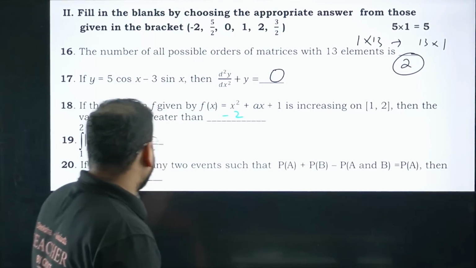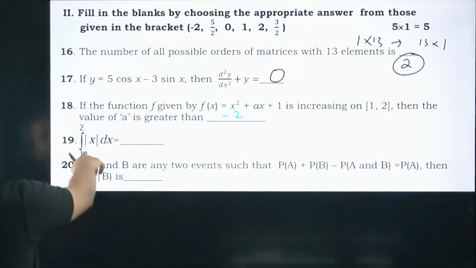Okay. Moving on to question number 19 now. Integral of this, mod x. Does it matter? Do we need mod x over here?